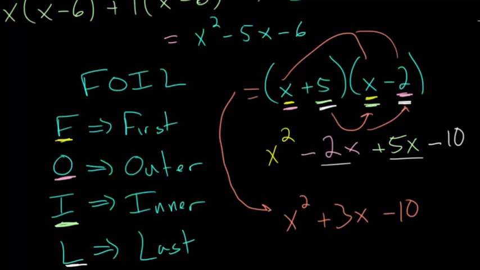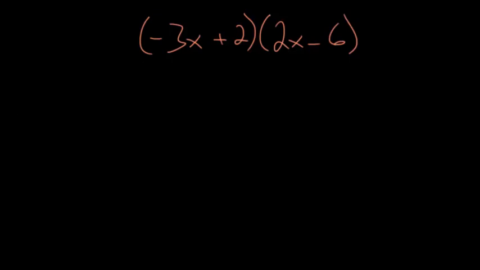So let's look at some more examples just to get a better idea of how to use this FOIL method, or essentially just in general how to multiply these binomials. So let's say we have minus 3x plus 2 times 2x minus 6. And we'll just use our FOIL method again, since that's just a nice, easy way to remember how to do this.